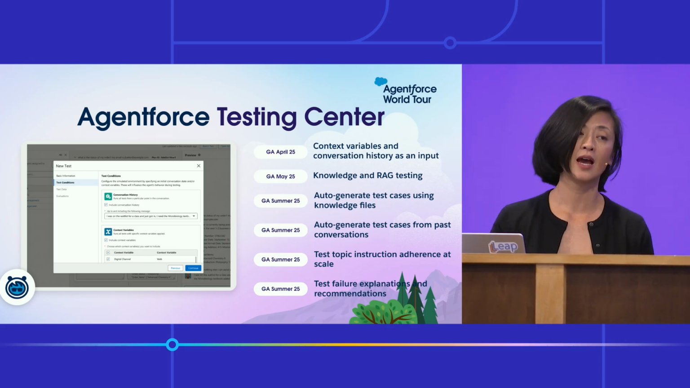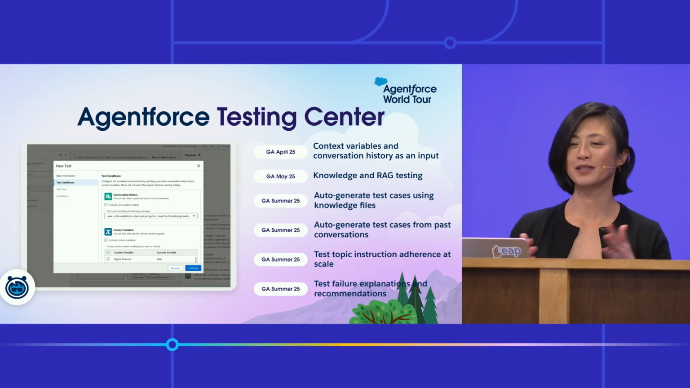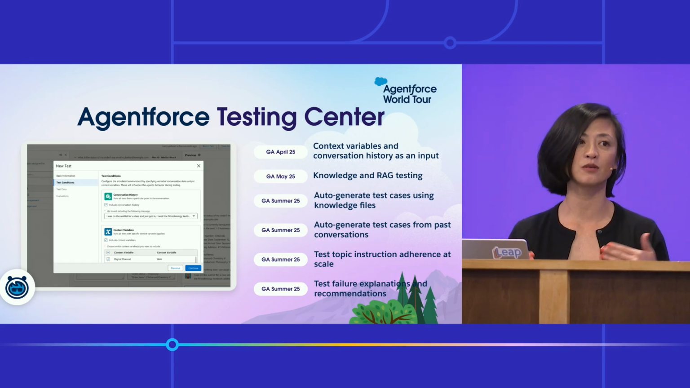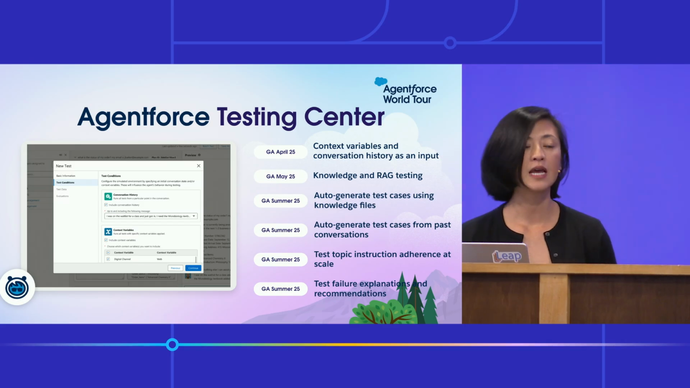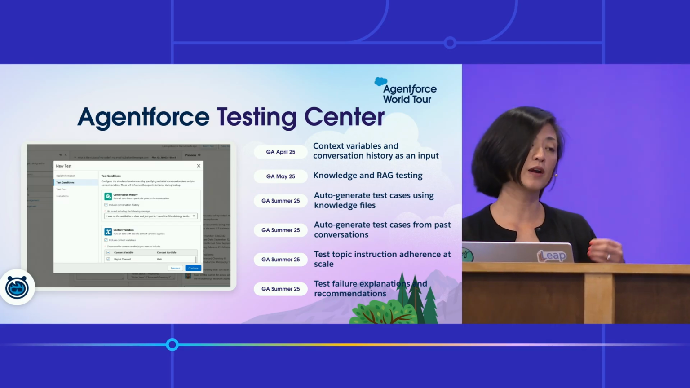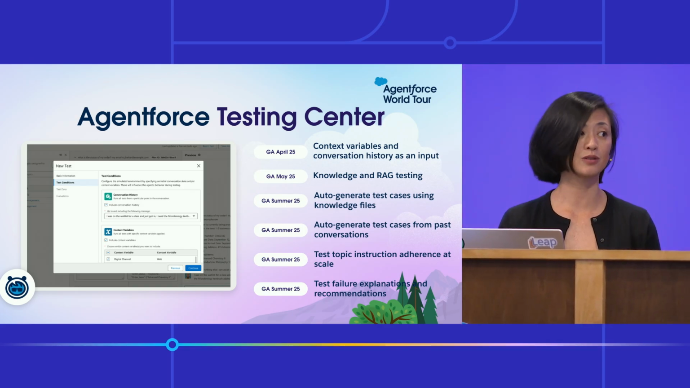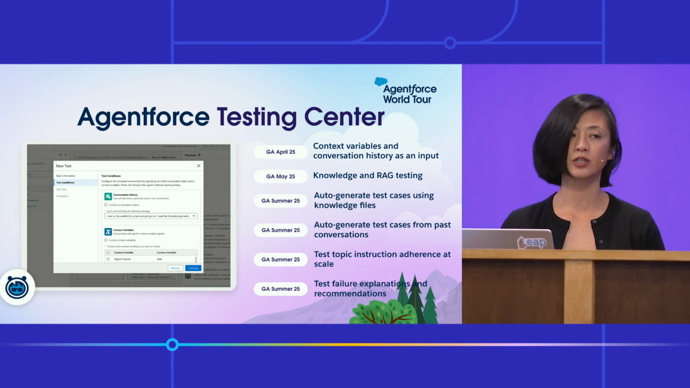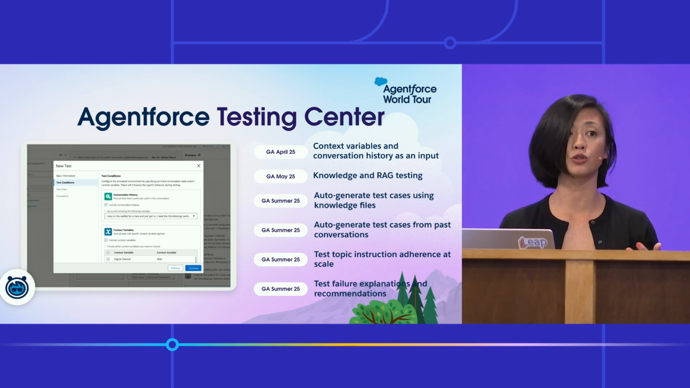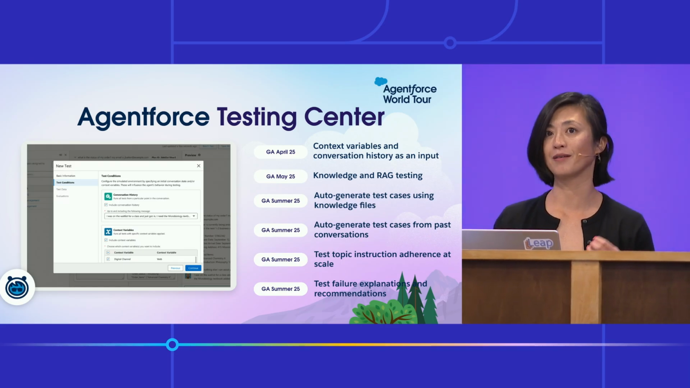And then as we get towards that Dreamforce timeframe, it's super helpful, and we know that it's great to have the test cases and whether or not they passed or failed. But what's going to be even more important is for you to get a recommendation for how to fix either your topics or actions to get the results that you want. And so that's where you're going to get the test failure explanations and recommendations for how to continue to tune or troubleshoot your agent so it's working as you expect.